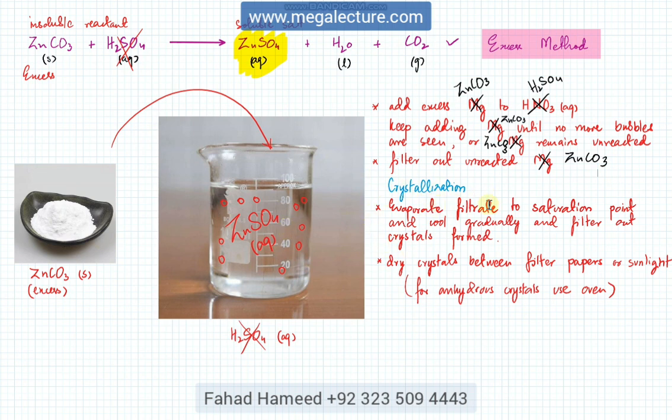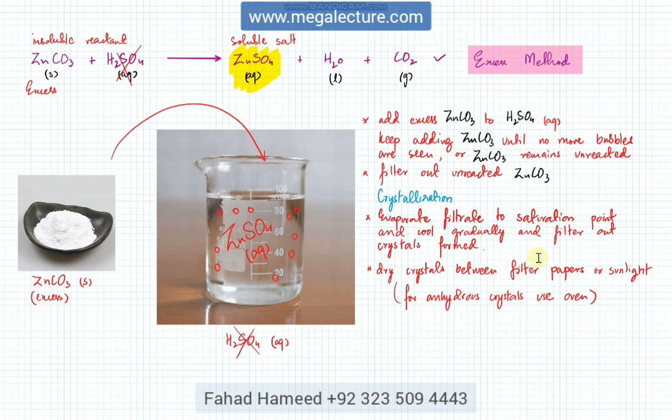So you're going to crystallize. Evaporate the filtrate to saturation point, cool gradually and filter out the crystals formed. Dry the crystals between filter papers or in sunlight. And if you want really dry crystals, anhydrous crystals without water, you're going to heat them in the oven. So now you can see over here that I've just replaced the wording, and I've just added zinc carbonate and sulfuric acid. So it's the exact same description. You just change the name. So that's your excess method. And always remember, the insoluble reactant is always added in excess.